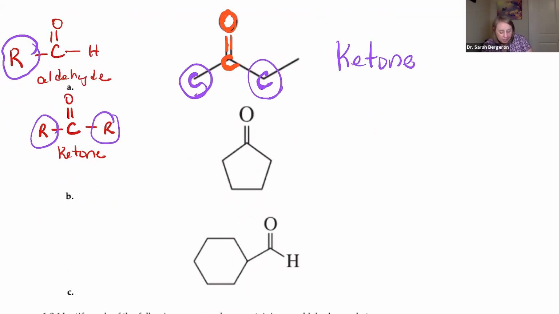Now if we look at our next one, this is our carbonyl carbon right there. And now we want to see what's attached to it. Here's a carbon, here's a carbon. So we have two things attached. That is a ketone.